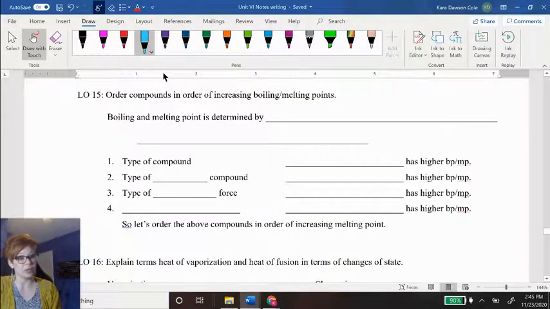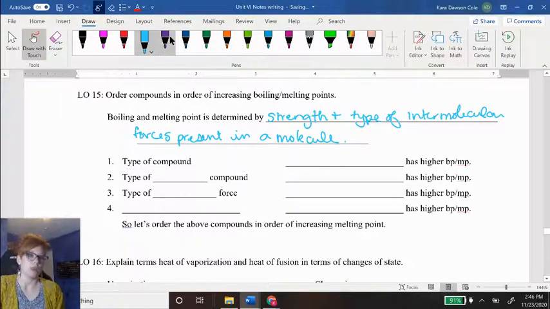So if I have very strong intermolecular forces, I have a very high boiling and melting point. If I have very weak intermolecular forces, I have a very low boiling point or melting point. There are 4 things that you need to look at in order to determine which substance will melt or boil before another substance. The first is the type of compound. If you have an ionic compound, it is going to have a higher boiling point or melting point than a covalent compound. So ionic compounds have a higher boiling point and melting point than covalent compounds.